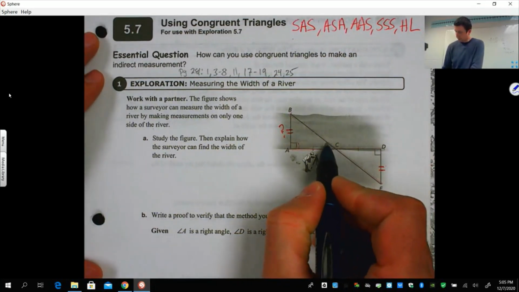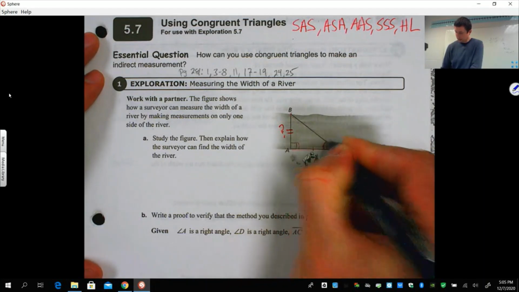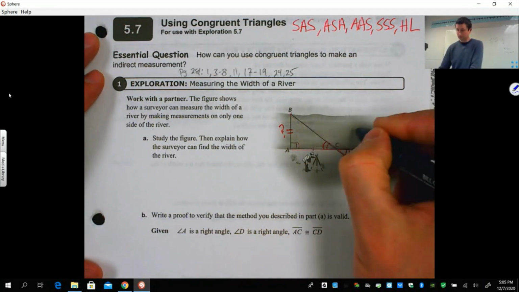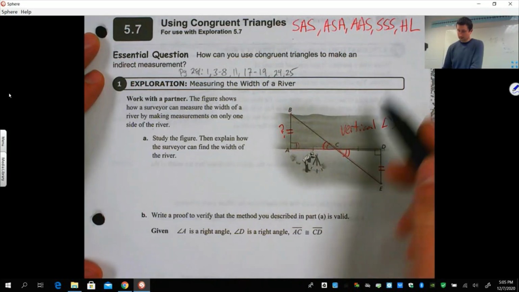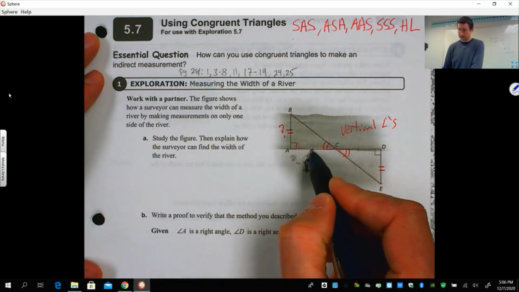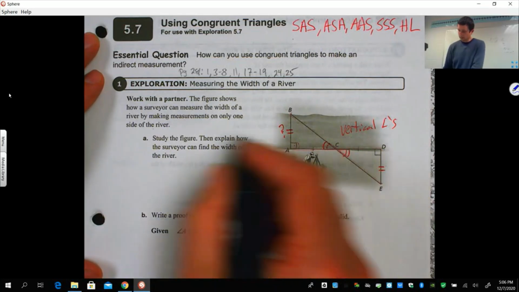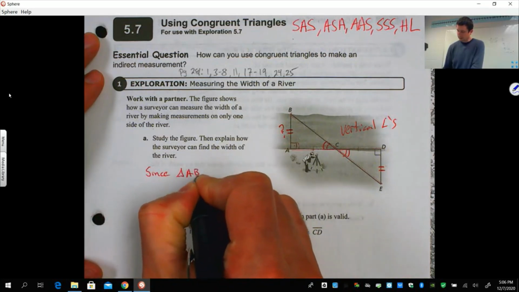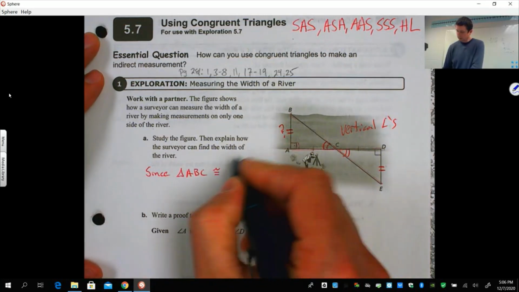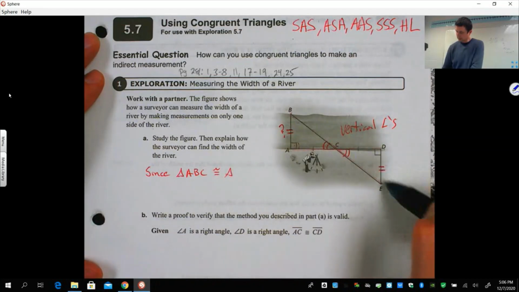Now remember, right here we have intersecting lines. So that makes this angle congruent to this angle. So you have vertical angles. And that gives us angle, side, angle. The side is included between the two angles. So we could say, triangle ABC is congruent to triangle DEC.